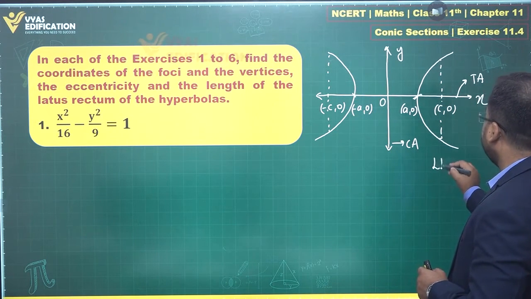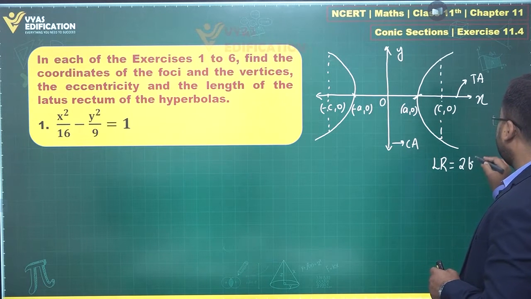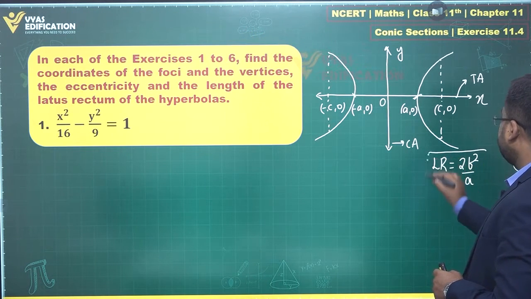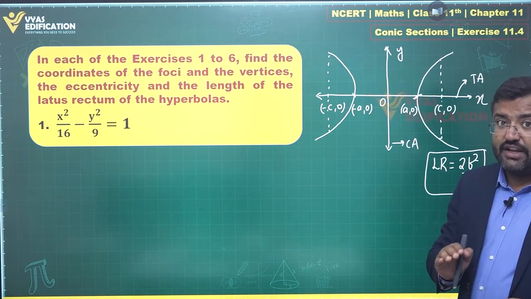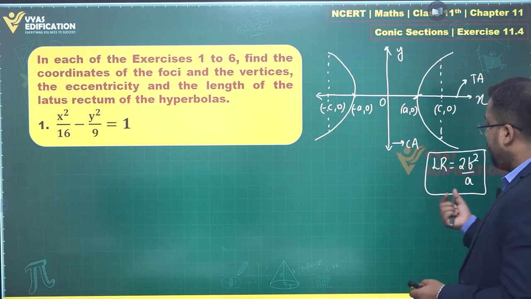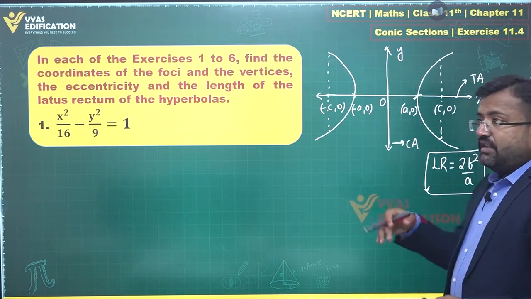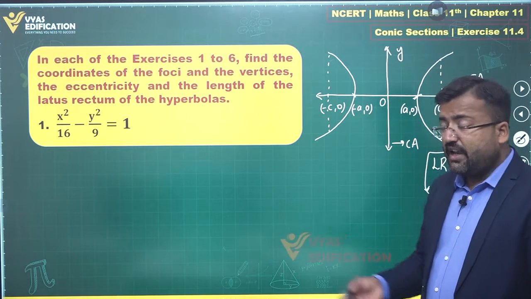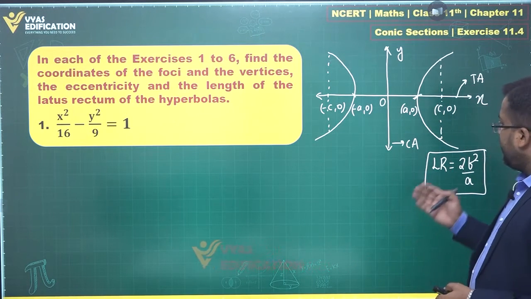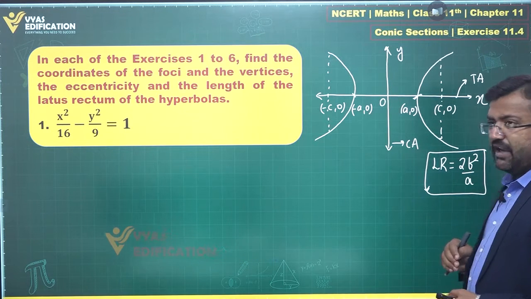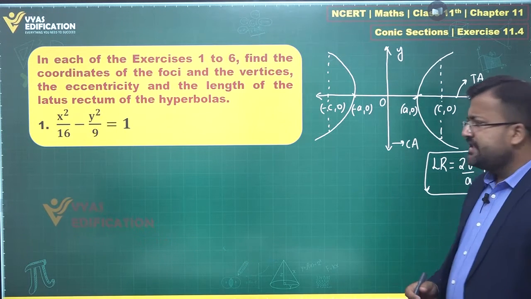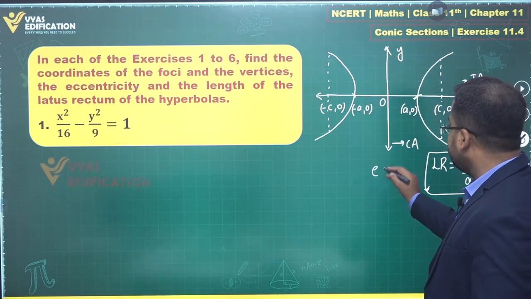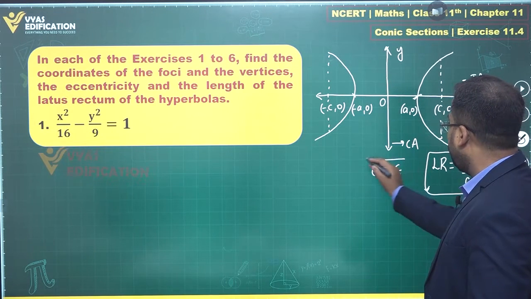So length of latus rectum over here is 2b square upon a. This formula is similar to the one we saw in ellipse. Ellipse also has a similar formula for latus rectum. There a square and b square are again found in the equation of ellipse, and latus rectum will be 2b square upon a. That's what you have, right? What else? One more thing, that is eccentricity is equal to c upon a over here.